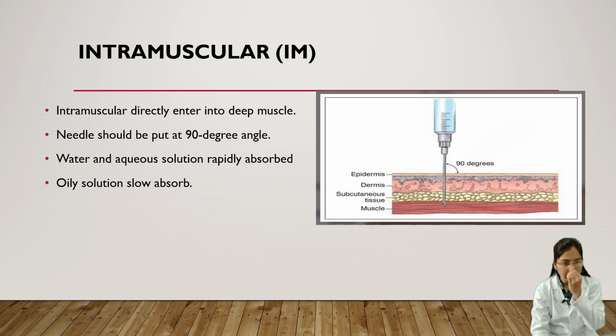Next one is intramuscular. Here the drug directly enters into deep muscle, and the needle should be put at a 90-degree angle. Here in the picture you can see the 90-degree angle. Water and aqueous solutions are rapidly absorbed, and oily solutions are absorbed slowly. It's all about the IM.